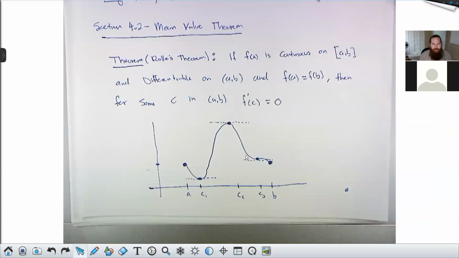So this is kind of the baby mean value theorem. This is the intro to mean value theorem. And the way you go from this to the mean value theorem is by allowing the two points at the end to be at different heights. Any other questions on this guy?